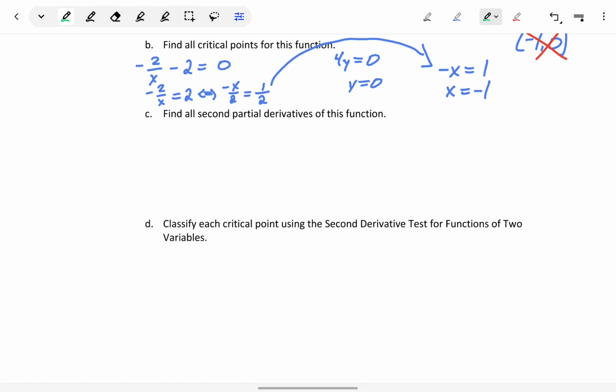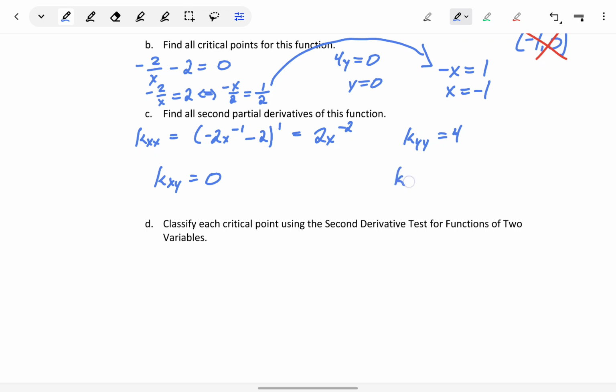So we aren't going to find any extrema, but we can still complete these second derivatives. We would get k sub xx is equal to negative 2 x to the negative 1 minus 2, the derivative of that function, which would be 2x to the negative 2. K sub xy would be equal to 0. K sub yy is equal to 4. And k sub yx would be equal to 0.